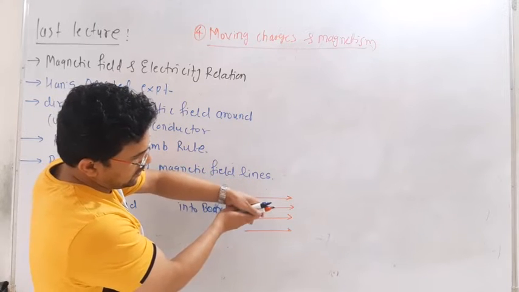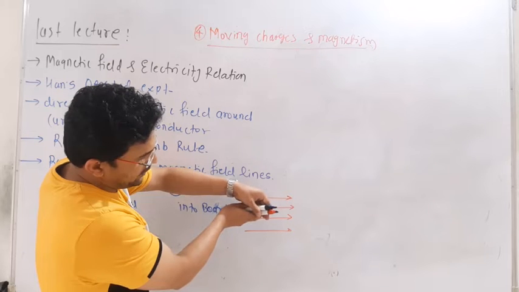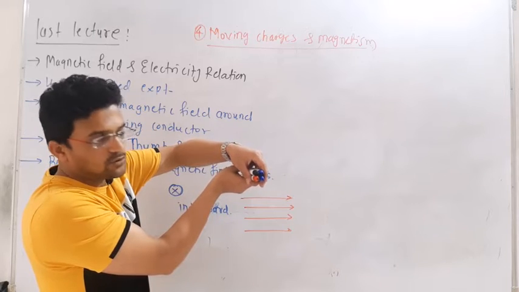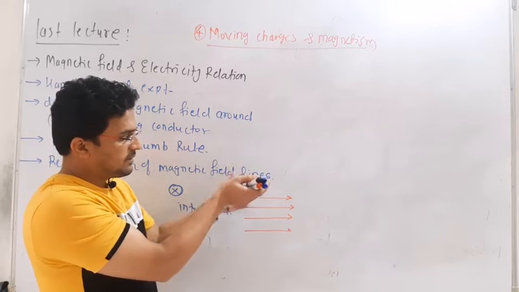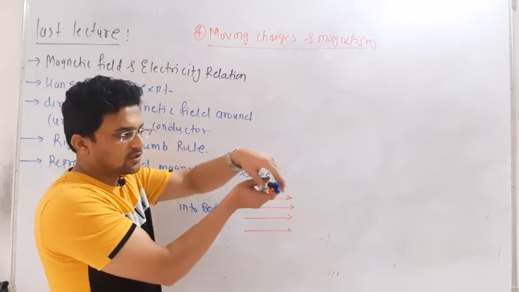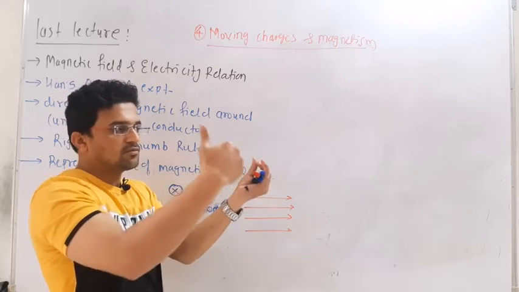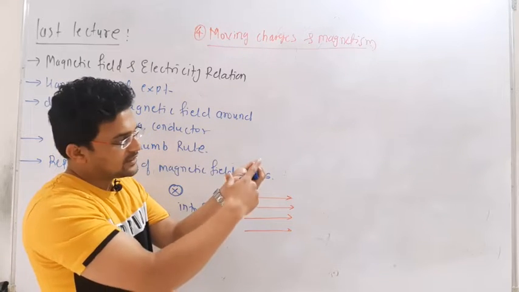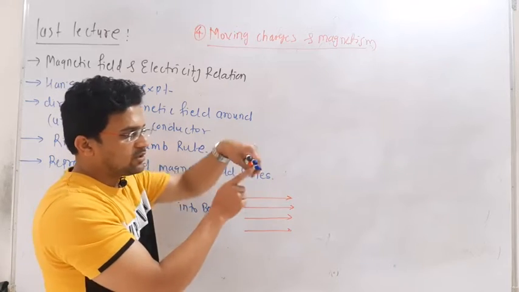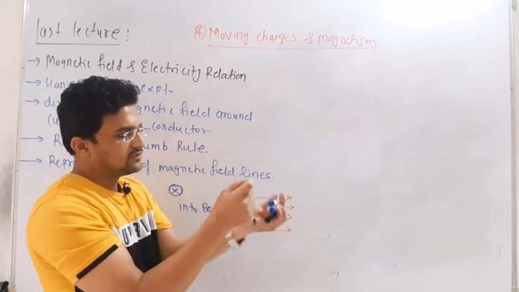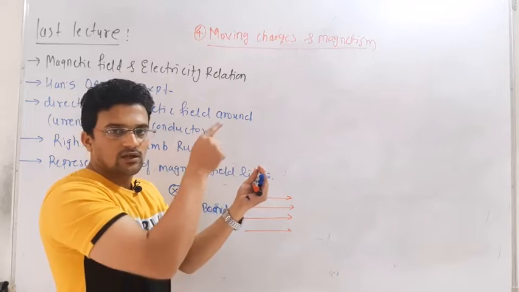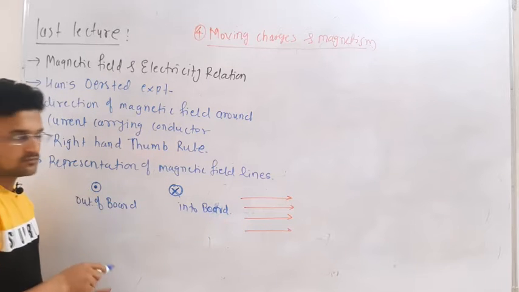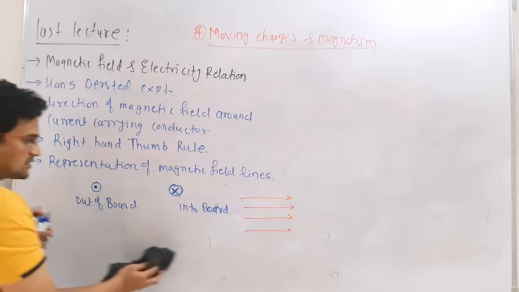Now if the arrows point towards you, you can only see the tip. That is the dot in the circle, meaning these magnetic field lines are moving towards you. If I flip this, the field lines are moving away from you, so you can only see the back portion. That is the cross. If the arrow is coming towards you, you see the tip, and if it is moving away, you only see the cross end of the arrow. That is why it is written here as cross and then dot. These are the things we have seen in the last lecture.